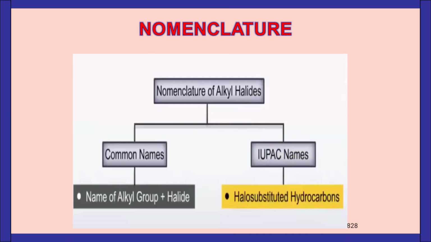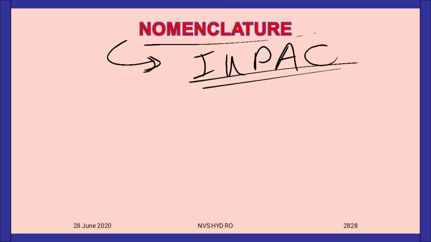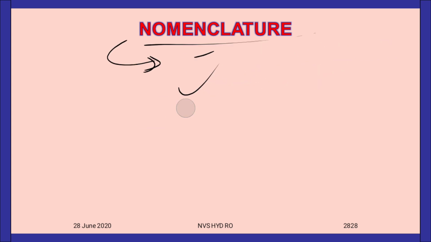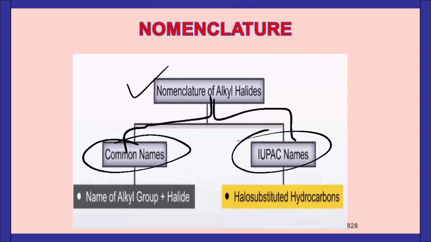So now let's begin with the nomenclature. Nomenclature is the naming of the molecules, and it is planned by IUPAC, the International Union of Pure and Applied Chemistry. Now see, children, the nomenclature of the alkyl halides. The biggest thing you need to observe here is that the nomenclature of the alkyl halides can be classified on the basis of two names, common names or IUPAC name.